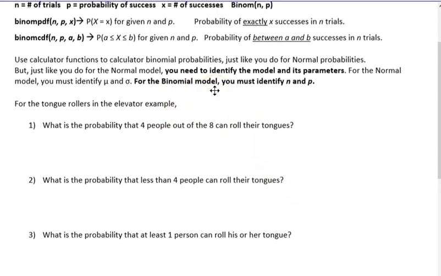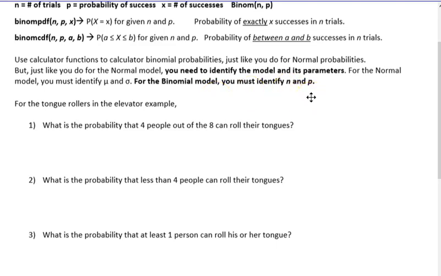One thing is, just like with the normal probabilities, we do the computations on the calculator, but we are expected to identify the model that we're using by its name and by its parameters. For the normal model, we identify mu and sigma, and we say it's a normal model, and we make that little sketch. For the binomial model, you're not making a sketch, but you do need to identify n and p.